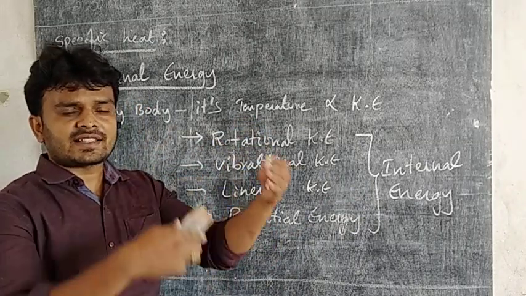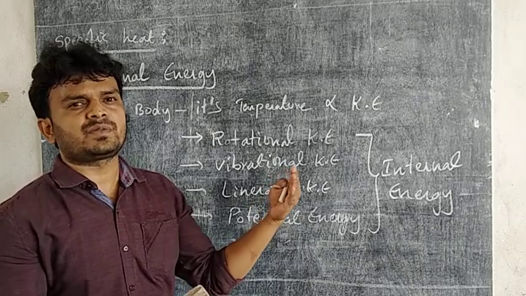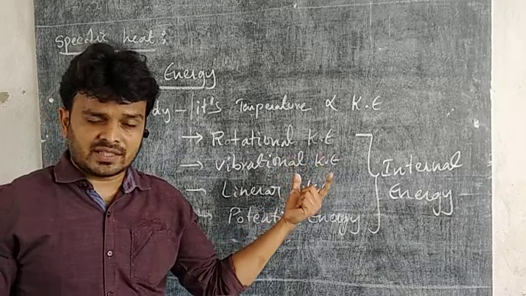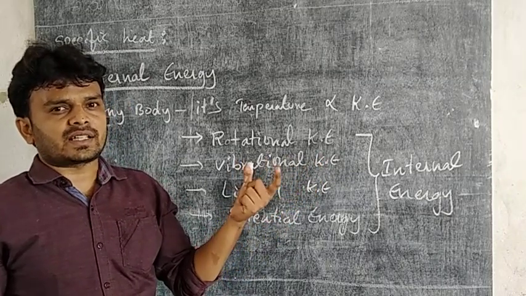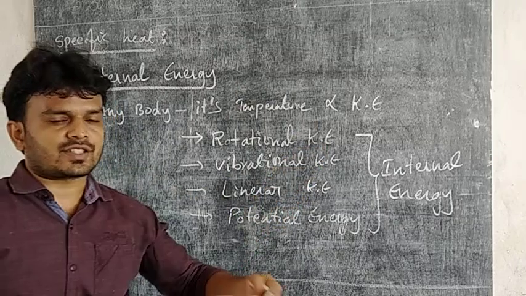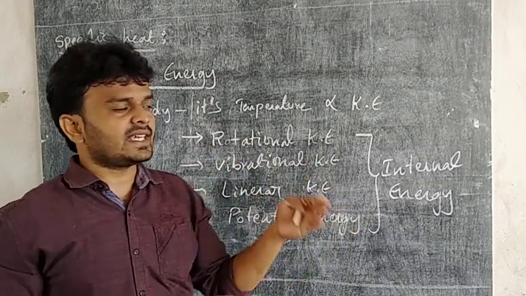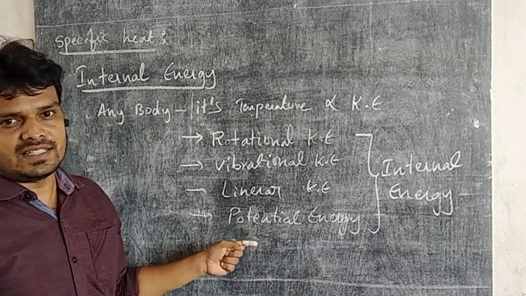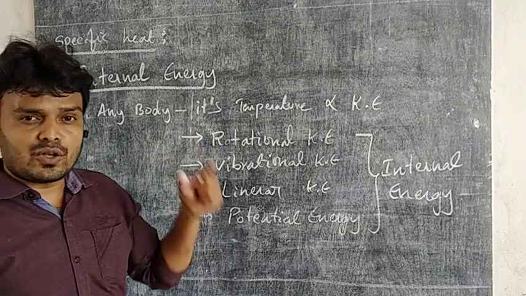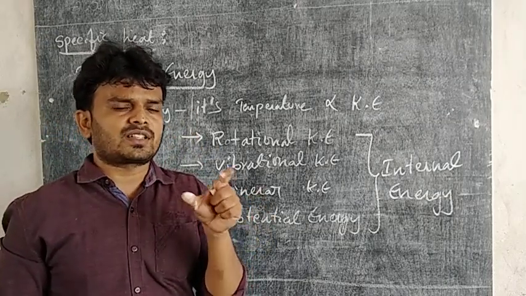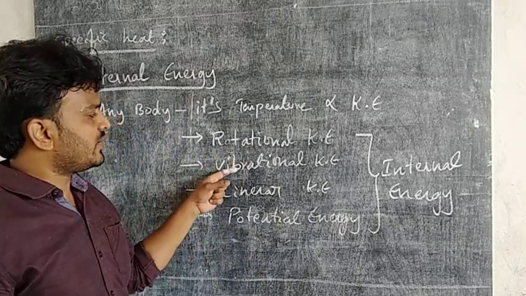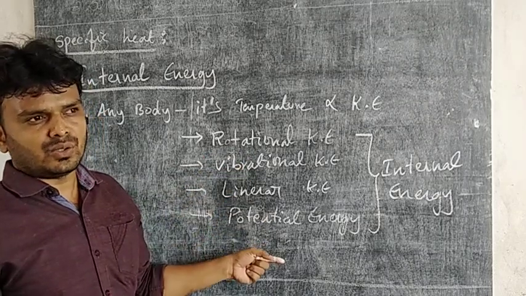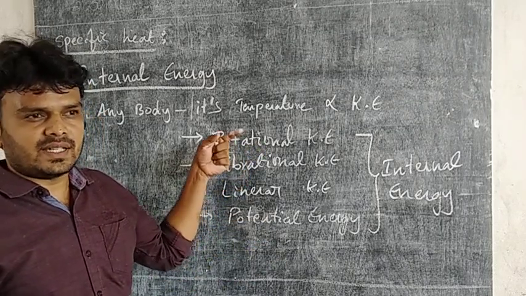If sharing is more, that means specific heat is also more. For example, we have discussed that water has a higher specific heat, that is 1. That means it receives more heat, and the received energy is shared between these internal energies. If specific heat is low, the sharing of heat energy is low. Clear? If the sharing is more, specific heat is also more.